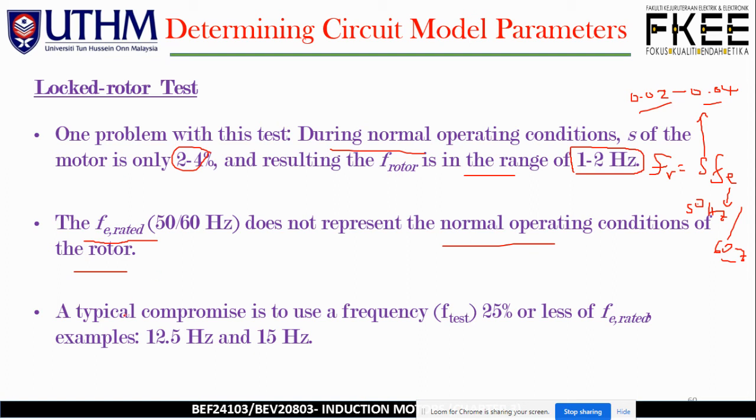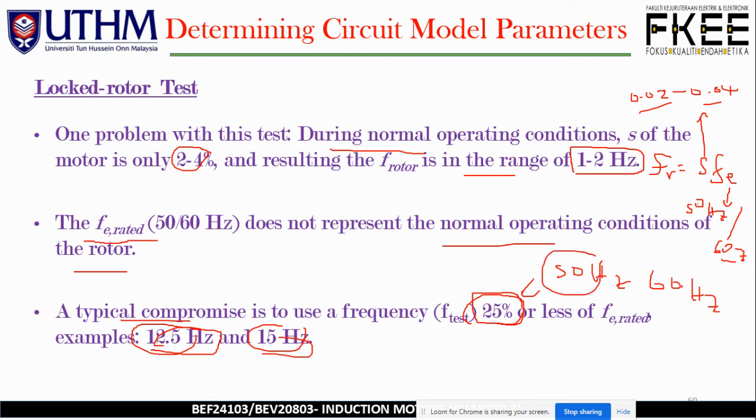So a typical compromise is to use a test frequency F test of 25% or less of Fe rated, for example 12.5 Hz or 15 Hz. This is the minimum requirement in order to proceed with this particular test. We should have 25% of 50 Hz or of 60 Hz. So this is where this figure is coming from: 25% multiplied by 50 Hz, or 25% multiplied by 60 Hz.